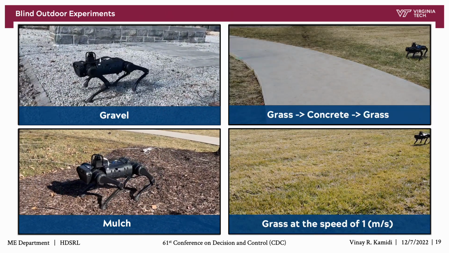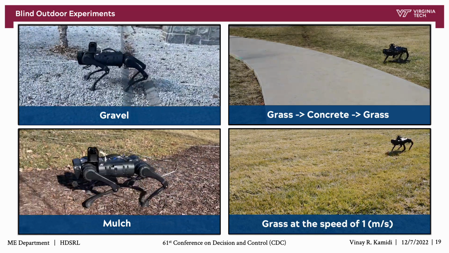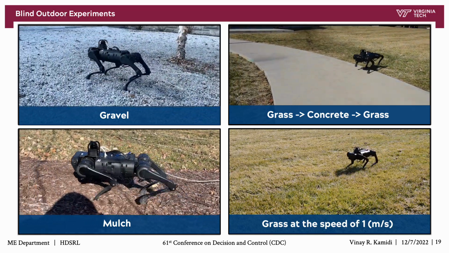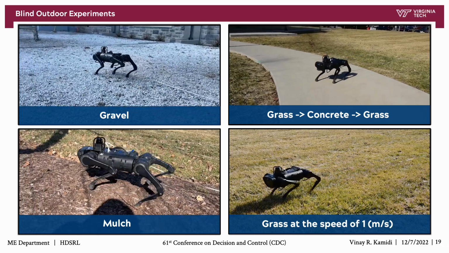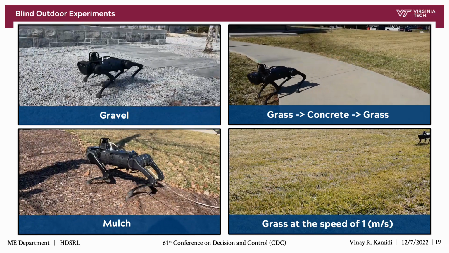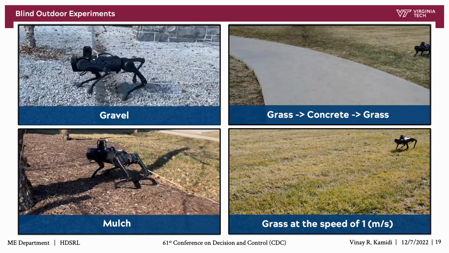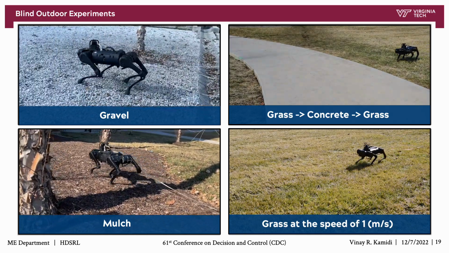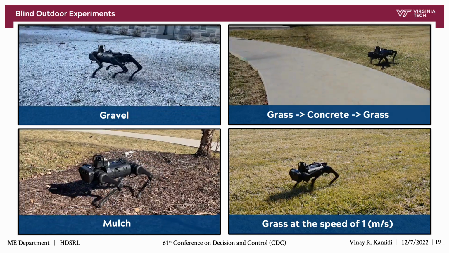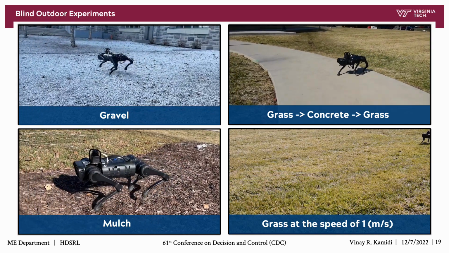Lastly, I want to end with some videos of the distributed control algorithm being used outside the lab in natural environments to further show robustness. Here, we show the performance of the algorithm on loose gravel and mulch, and demonstrate the transition from and to different terrains and locomotion at the commanded speed of 1 meter per second.